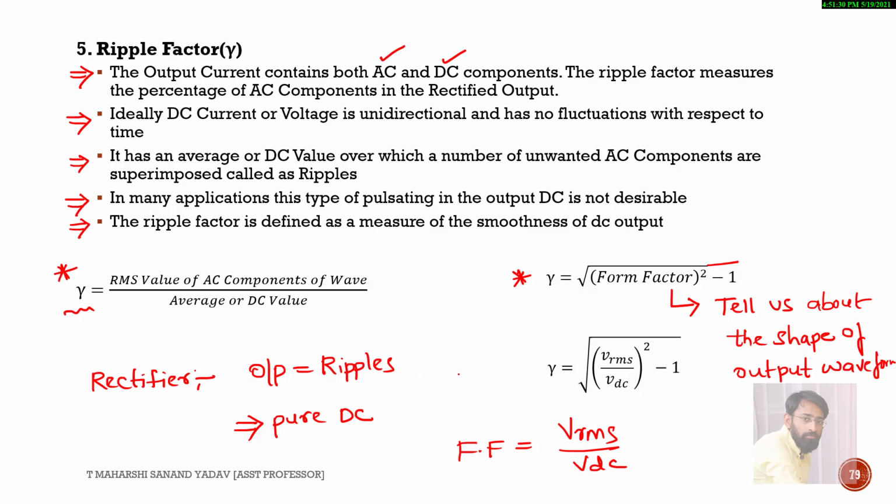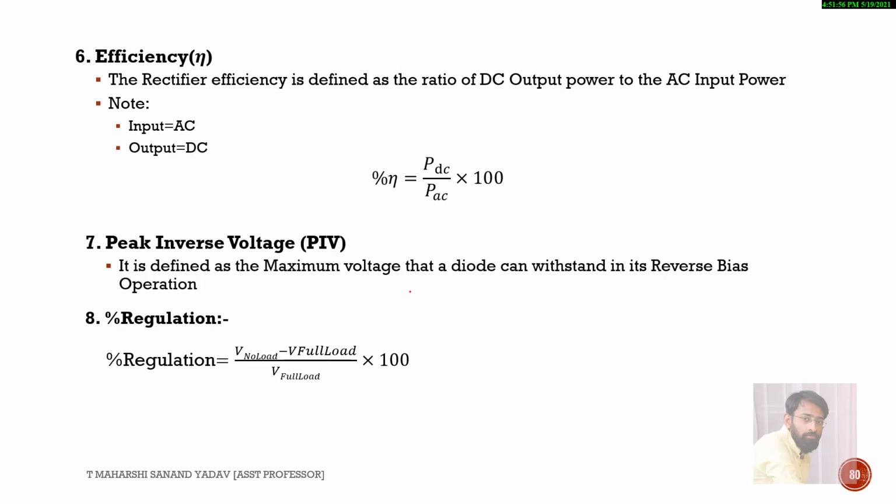So that's why the next concept that we're going to deal with, in order to remove all these ripple components, is a special kind of concept called filters. Okay, so gamma is nothing but the RMS value of the AC component of the wave divided by the average or DC value, which you can write using either IDC or VDC. Coming to the next parameter, efficiency. Generally we know that efficiency is output by input.